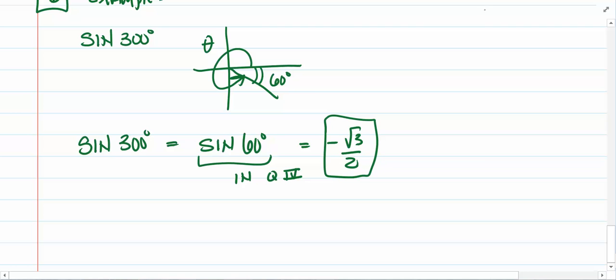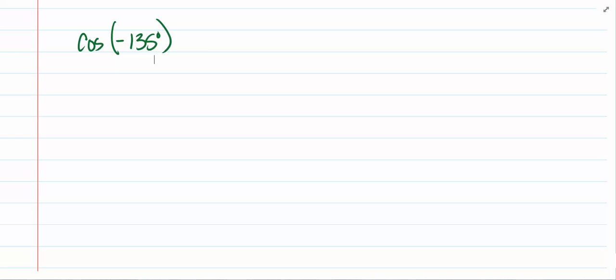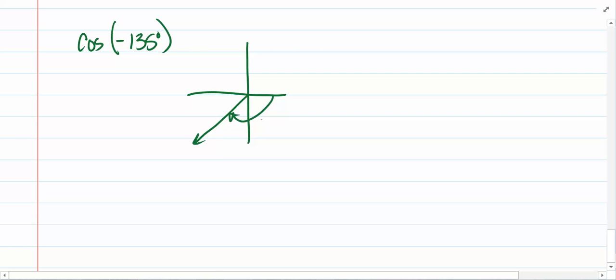Okay, cosine of negative 135. Let's go ahead and draw this angle. Where is negative 135 degrees? Quadrant 3, right? Because that right there is theta equals negative 135 degrees. So what's my reference angle left over? 45. Yes, good.